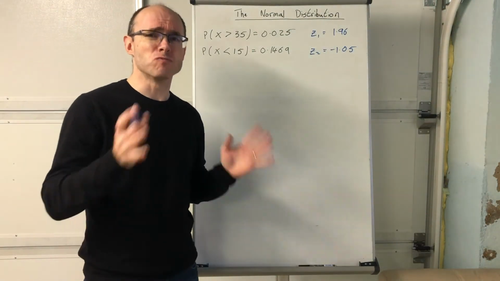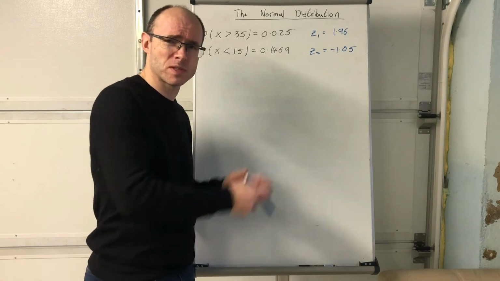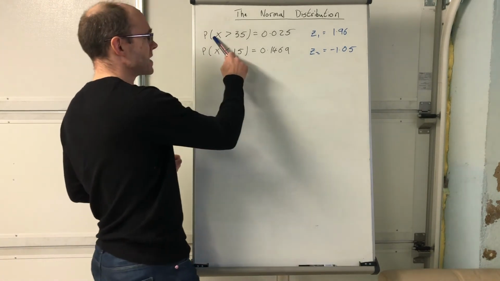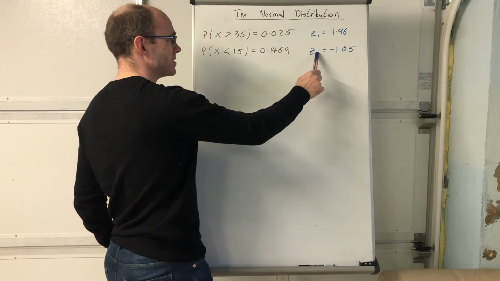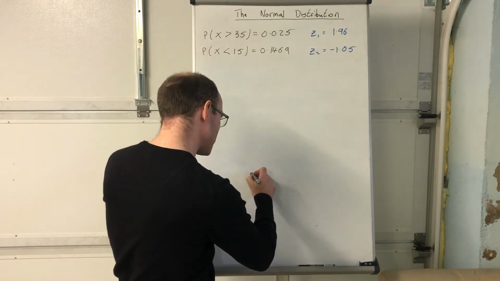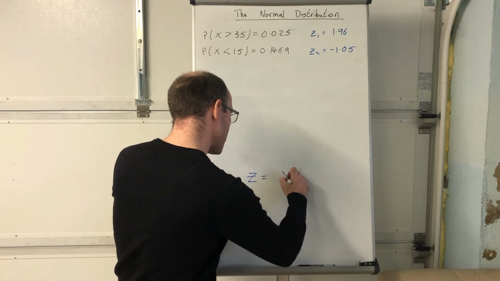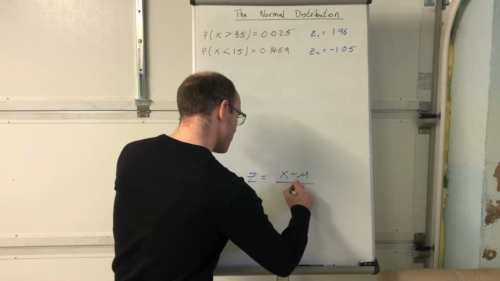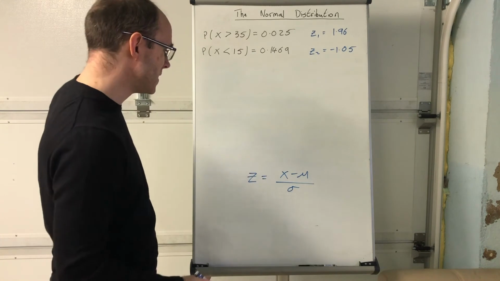Okay, so board wiped, ready to go, plenty of space for working with the simultaneous equations. So I've got my corresponding values of z1 and z2. We now just use the formula. Remember, the formula is z equals (x minus mu) over sigma. That's our coding formula. So let's do it.